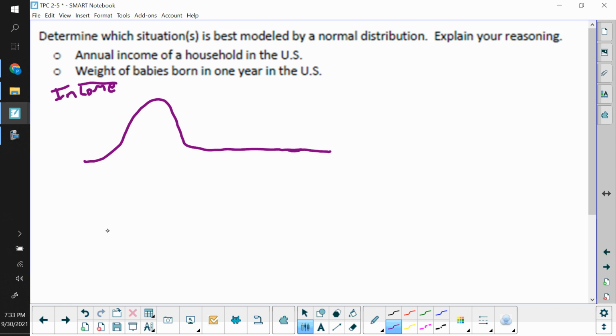But for the weight of babies born, if you look at all the babies in the US, it should be fairly symmetric. It should have one mound. Yes, you have some, say, premature babies that are quite light. You have a few on the high end that are quite heavy. But in general, it should be a nice, symmetric, smooth mound. So that should be a pretty good representation of a normal distribution. So that one is for the babies.